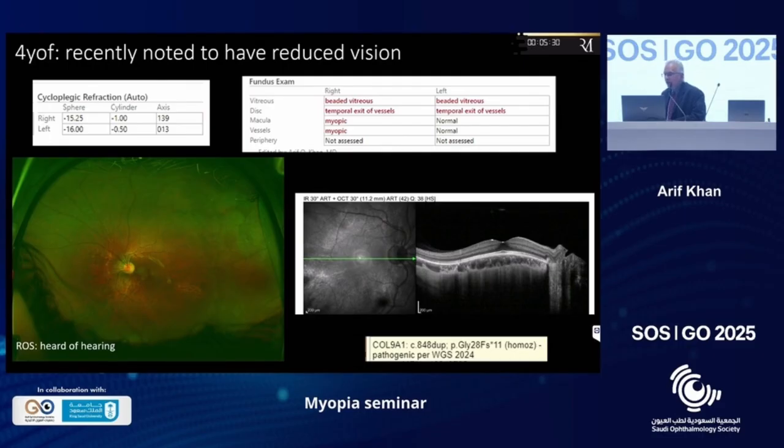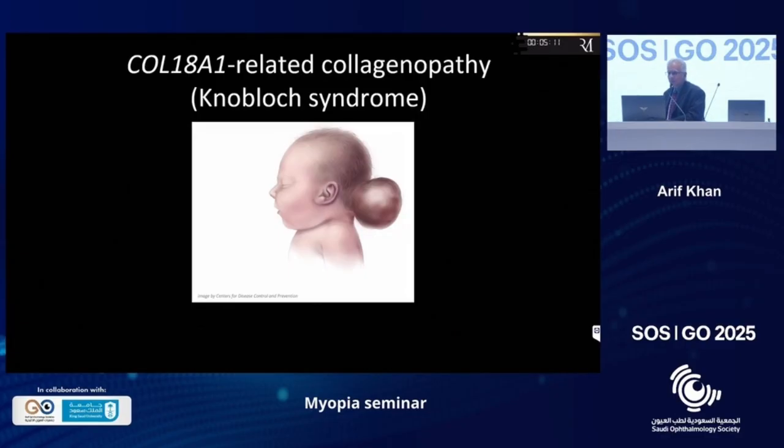But why am I showing you this? There's another clue in this patient. Look at the choroid in this patient. Normally, if you have a -16 patient, the choroid should be thin. But in Stickler syndrome and these collagenopathies, it's not always thin. And this is a clue that you're not dealing with the normal myopia when you see a normal-sized choroid in such a high myopic patient.